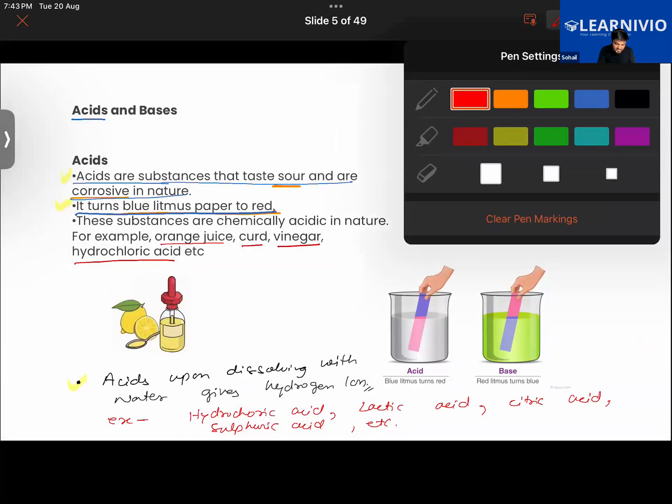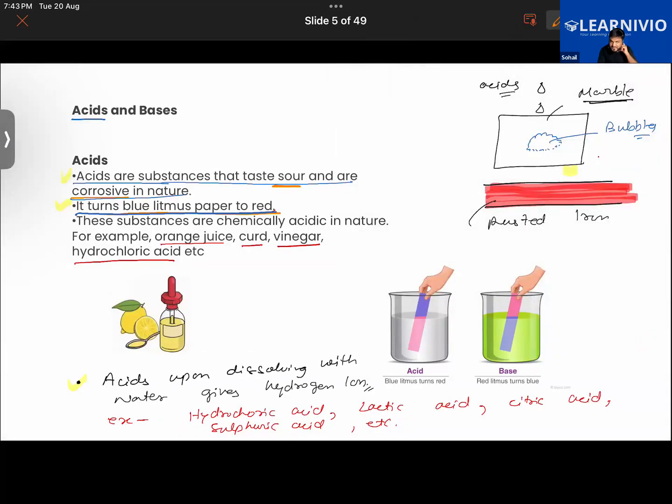In the previous chapter, we did learn about acids. We learned that acids are substances that have a sour taste and are corrosive in nature. For example, if an acid were to fall on the surface of our skin, or on a piece of marble or on rusted iron, it will start to eat the surface. It will start to damage the surface. Getting it? So it will start to corrode the surface.